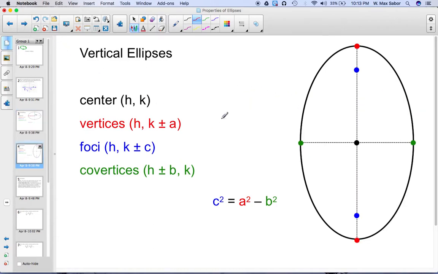The same thing holds true for vertical ellipses, except things change in terms of where they're being added. So the vertex still corresponds with a, foci still with c, co-vertices with b, and this equation is still true. However, the major axis is now vertical, so it's added to the y-coordinate. The foci are still on the major axis, so it's added to the y-coordinate. The co-vertices are now horizontal, so it's added to the x-coordinate.